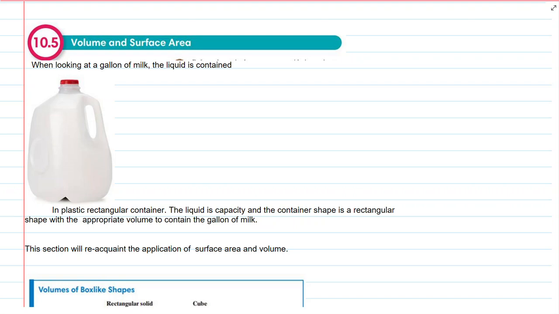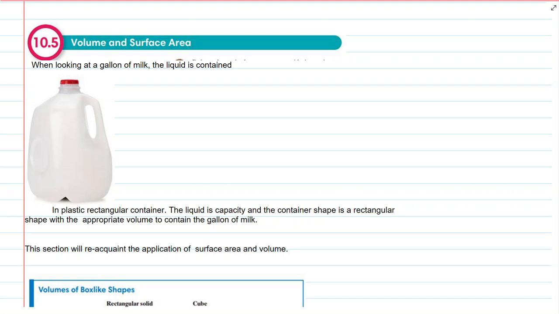We are now at the last section of Chapter 10. We've been looking at converting measurements, doing area and items of that nature, as well as temperature. And now we're going to finish up with volume and surface area.